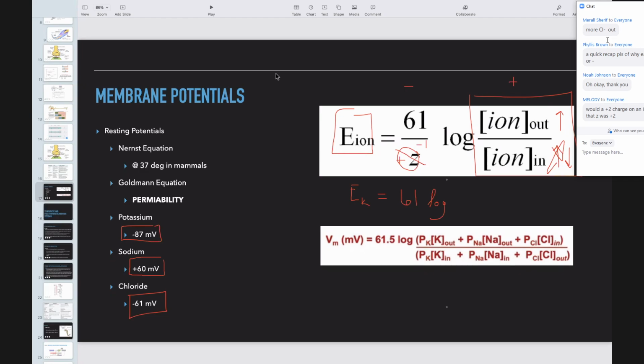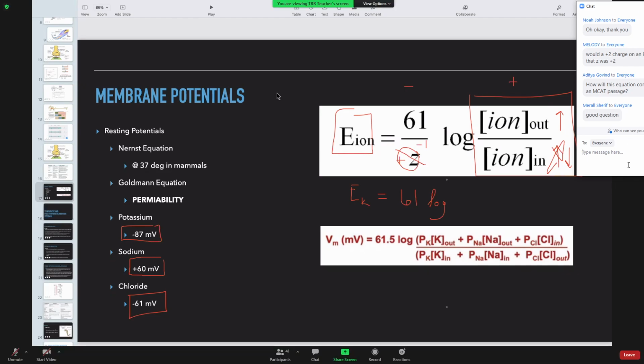There's a couple questions here. Would a +2 charge on the ion mean that Z is +2? Correct. Absolutely. How will this come up? There's a couple questions. Yeah, so I'll answer these as we go. How will this equation come up in a MCAT passage?